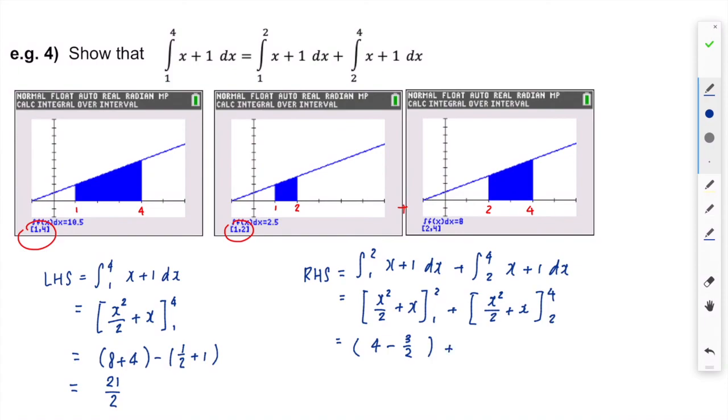Plus, substituting 4. 16, 8, 8 plus 4 is 12. Minus 2 squared is 4, divided by 2 is 2, plus 2 is 4. So 4 minus 4 is gone. I have 12 minus 3 halves, which is exactly what I got. Therefore, the left-hand side is equal to the right-hand side.